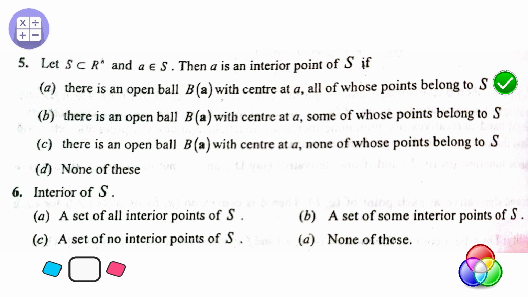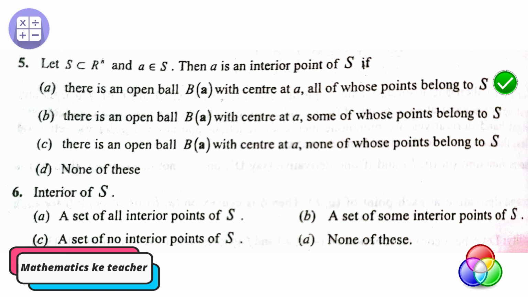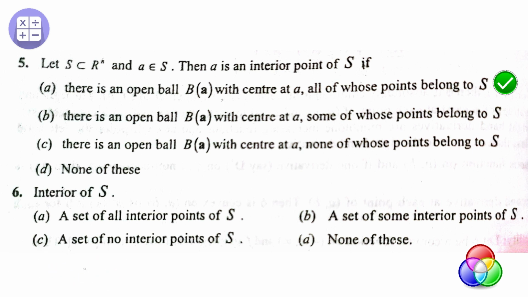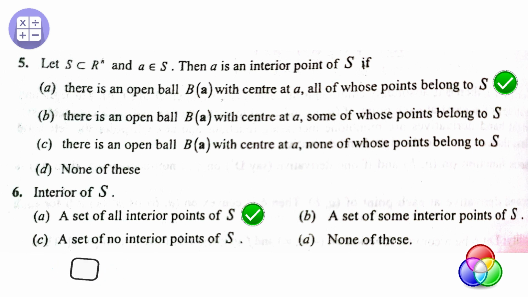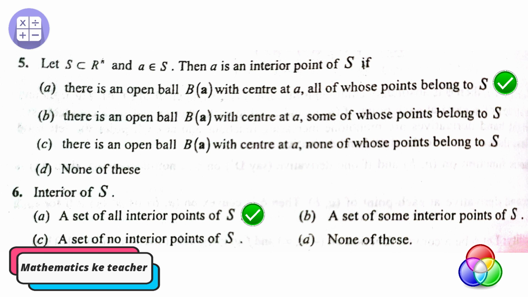Number 6. Interior of S is: A, a set of all interior points of S. B, a set of some interior points of S. C, a set of no interior points of S. D, none of these. Correct option is A, a set of all interior points of S.